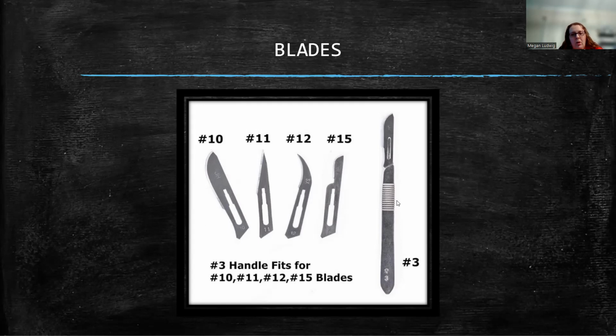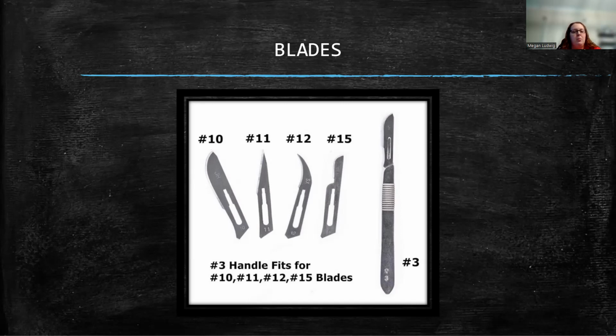So here's your handle. There are different types of knife handles to fit the different blades and their uses. This is your most common variation, we'll say. You have the number 3 handle. You see here that's attached to the number 10 blade. So for your basic skin incisions, if we're making a laparotomy incision down the abdomen, this is probably it. Very common.